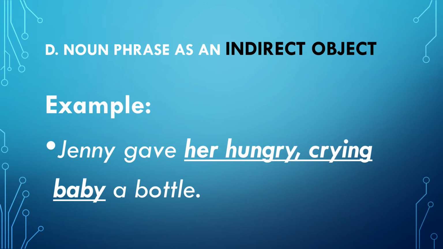And now, what is the noun phrase in this sentence? That is right. Her hungry, crying baby. In this noun phrase, what is the head noun? The word baby. And the modifier is her hungry, crying. Is it clear? Okay.